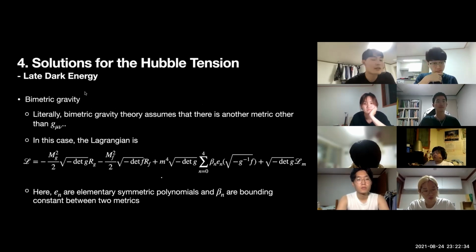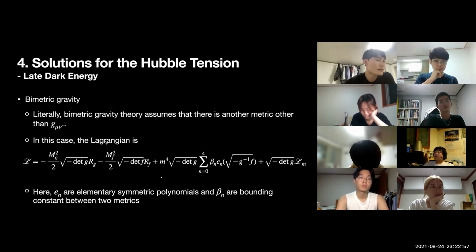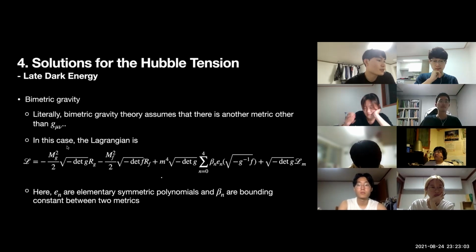The second late dark energy is bimetric gravity. As you can tell from its name, it is a gravity theory that assumes two metric tensors. One is just the normal metric tensor I explained, and this theory claims that there is another hidden metric tensor. In this theory, the Lagrangian has a form like this. You don't have to know the details about these equations. You just need to know that there are two metric tensors, g and f, and a combining term.